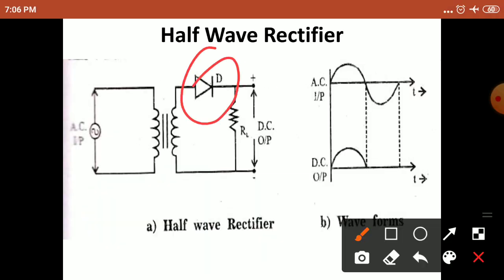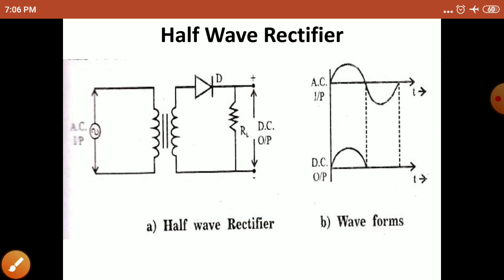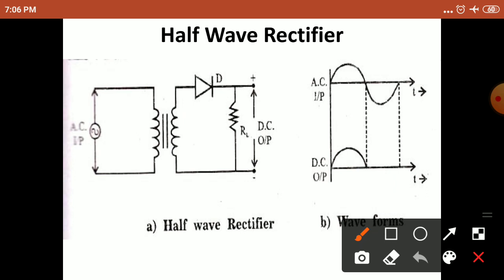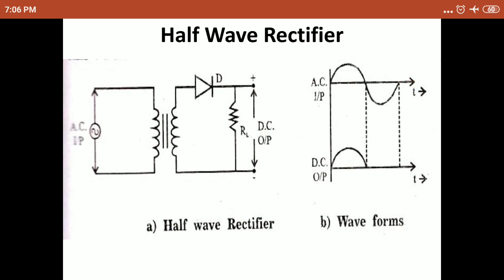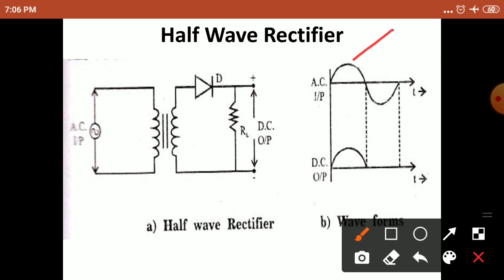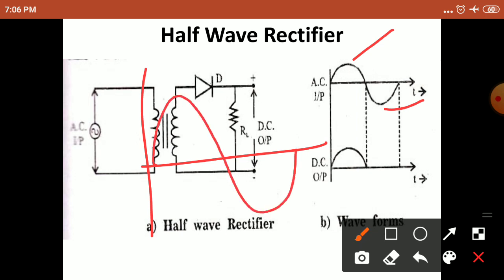So diodes are used here to rectify the signal. What happens when the input is applied? This is your input signal, just observe here. The input is positive here, so this is the positive input, and this is the negative. AC is nothing but positive and negative waveforms, the negative portion.